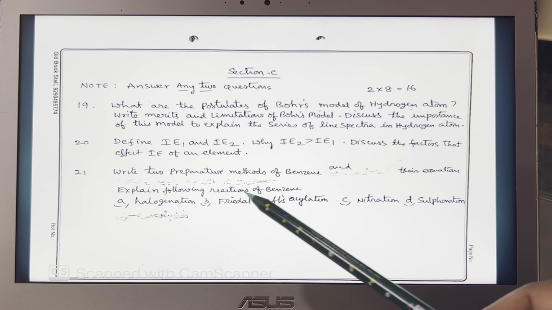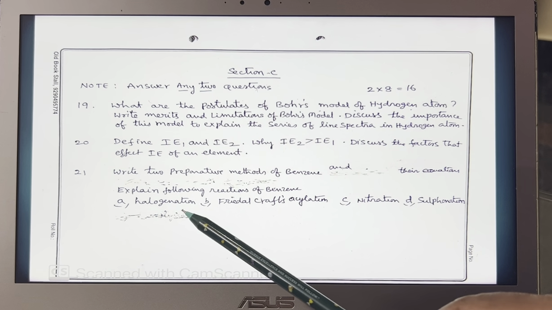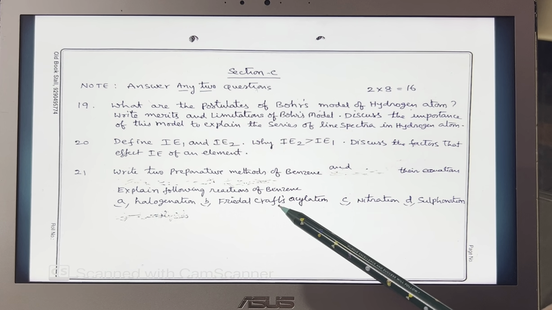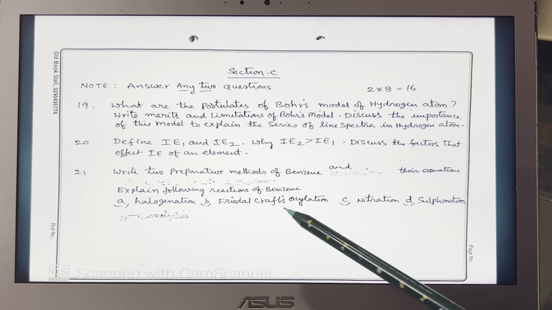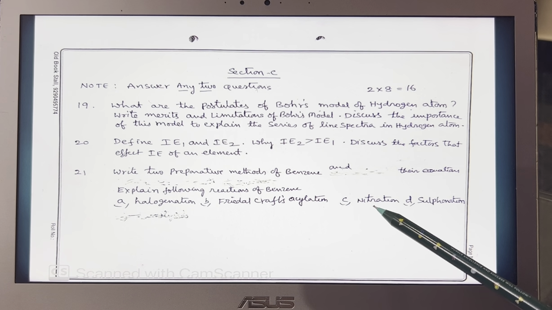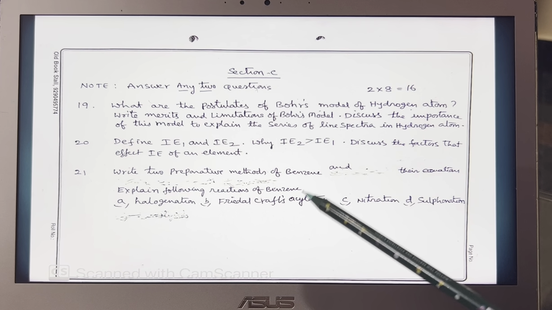Explain following reactions of benzene: A. Halogenation, Friedel-Crafts alkylation, acylation, not alkylation. In the first paper we have given Friedel-Crafts alkylation, this is Friedel-Crafts acylation. See, nitration, sulfonation of benzene you have to write with equations.